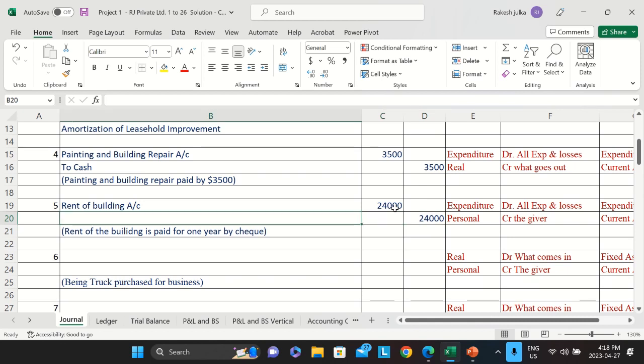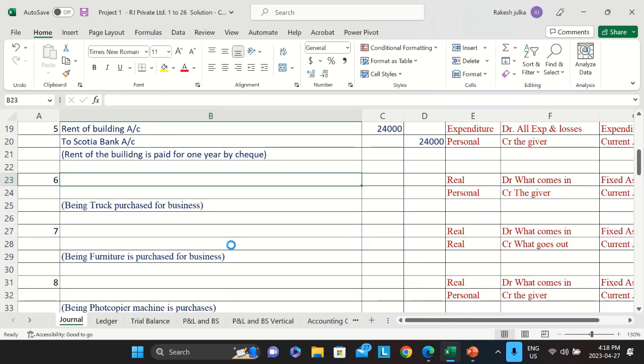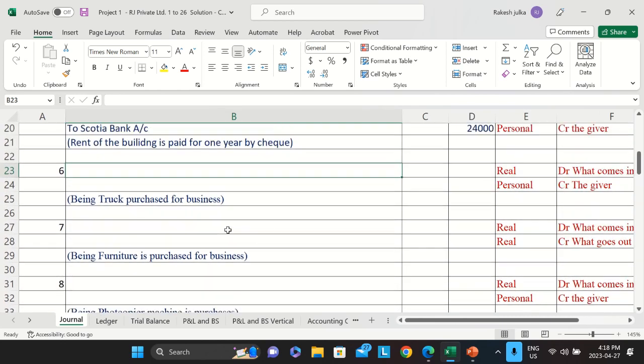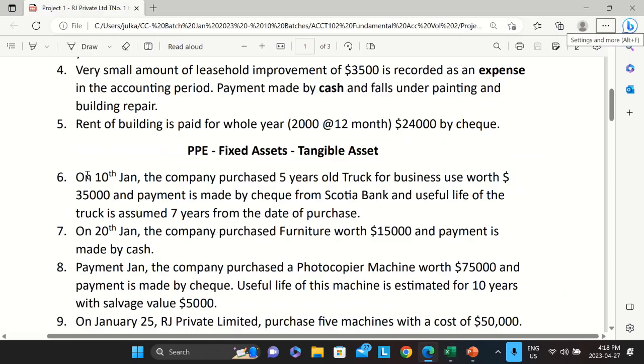On the credit side, how is this payment made? This payment is made by check. So that will be Scotia Bank, right? So this transaction is completed. Now we have the next transaction, transaction number 6. So we have the sixth transaction, which is here.